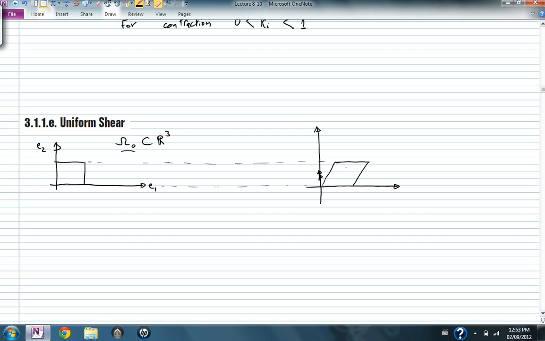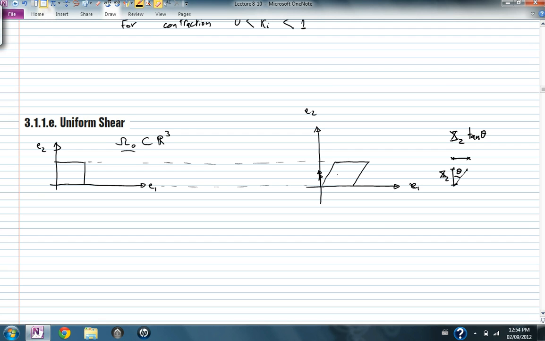Such that the new, so this is E1, this is E2, such that the new x1, let's see, this is capital X2, this is the position of the vector before deformation. After deformation, this is the position. This is theta. This distance is equal to X2 tan theta.